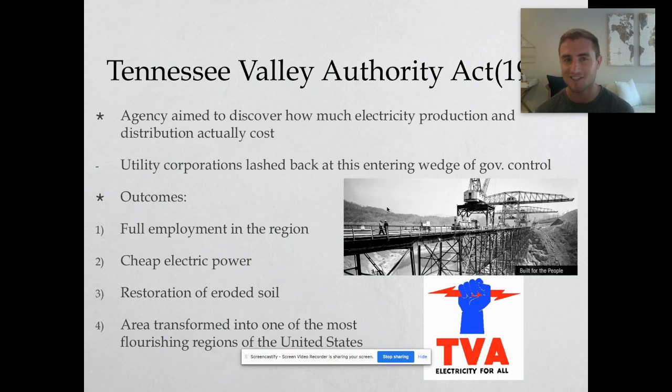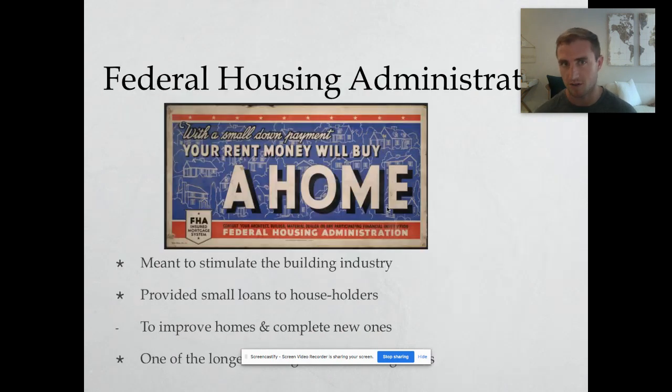This is dressed as an agency that is going to come in to try and discover how much money it would take or how a fair price would be to provide electricity for the people there. Of course, our utility corporations are going to lash back, but the Great Depression needs outweighed the protests of the utility corporations, and there were some positive outcomes out of this. Full employment in the region, cheap electric power, and the area transforms from one of the poorest areas in the country to one of the most flourishing regions of the United States.